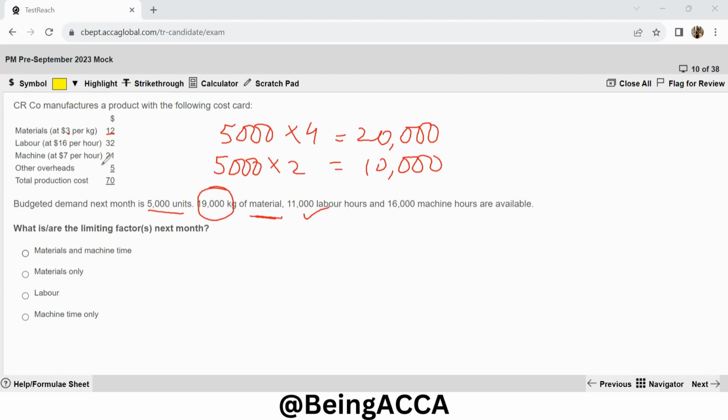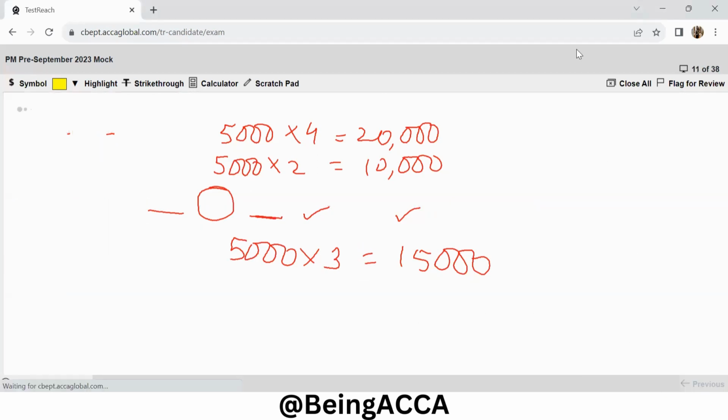Let's look at machine. 21 divided by 7 will give me 3, and then I need 5,000 units of 3 hours. So this will again be 15,000 machine hours. I already have 16, which is enough for my production. So that means the only constraint that I have over here is materials. Now let's move on to the next one.